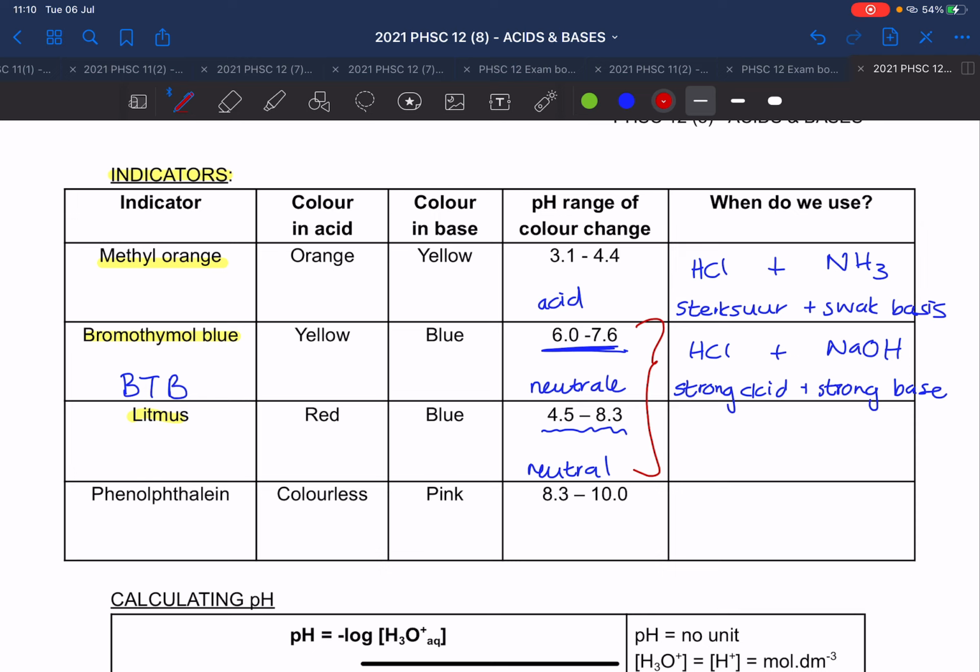Broemtiemol blou is bietjie meer, broemtiemol blue is a bit more precise. Bietjie meer presies. Because it will change color with a drop. Een druppel gaan die kleur verander. Where litmus paper is paper that you just put in en hy verander dit een kleur. Daar's nie 'n range waarna hy verander. So lakmus papier is wat jy gebruik for a quick test, but it's not a very accurate test. It doesn't tell you where on the pH scale you are. Okay. So, en broemtiemol blou is bietjie meer akuraat.